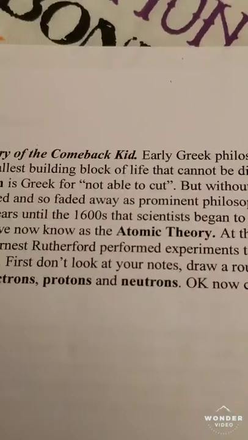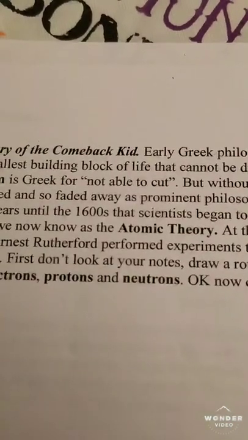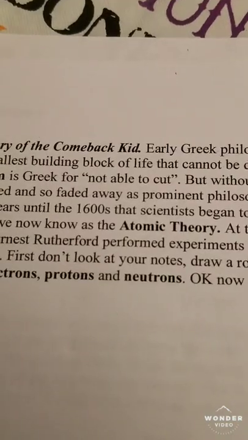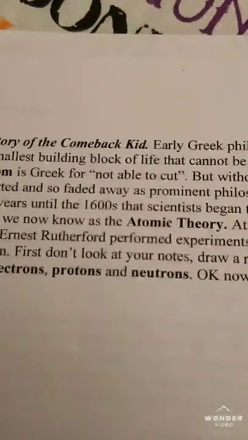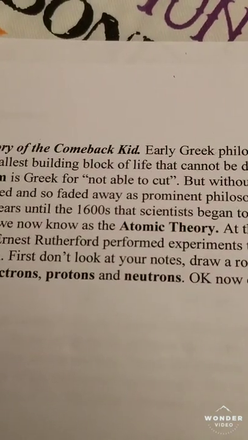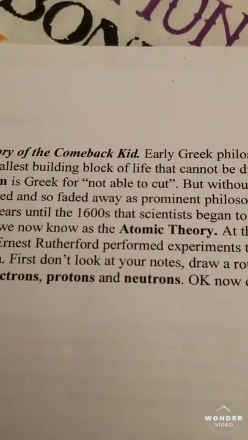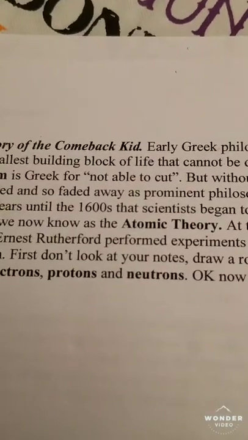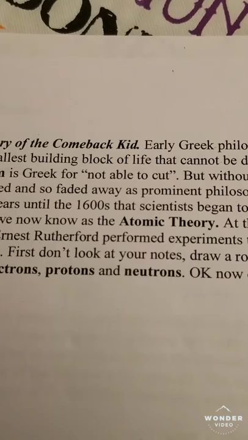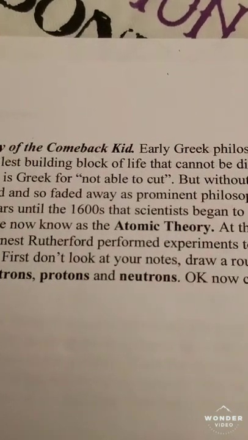In 1808, John Dalton proposed what we now know as the atomic theory. At the same time, other scientists like J.J. Thomson and Ernest Rutherford performed experiments to describe the features and components of the atom. First, don't look at your notes. Draw a rough sketch of an atom. Be sure to label the nucleus, electrons, protons, and neutrons.